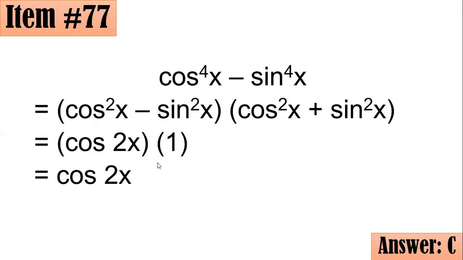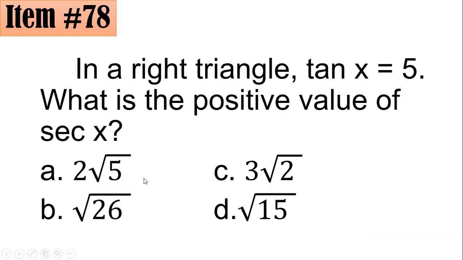Okay, so far, I think many will get a high score today. I like this. 78. In a right triangle, tangent x equals 5. What is the positive value of secant x? 2 square root of 5, square root of 26, 3 square root of 2, or square root of 15. Okay, what did you do? How did you get the answer B? What concept did you use?